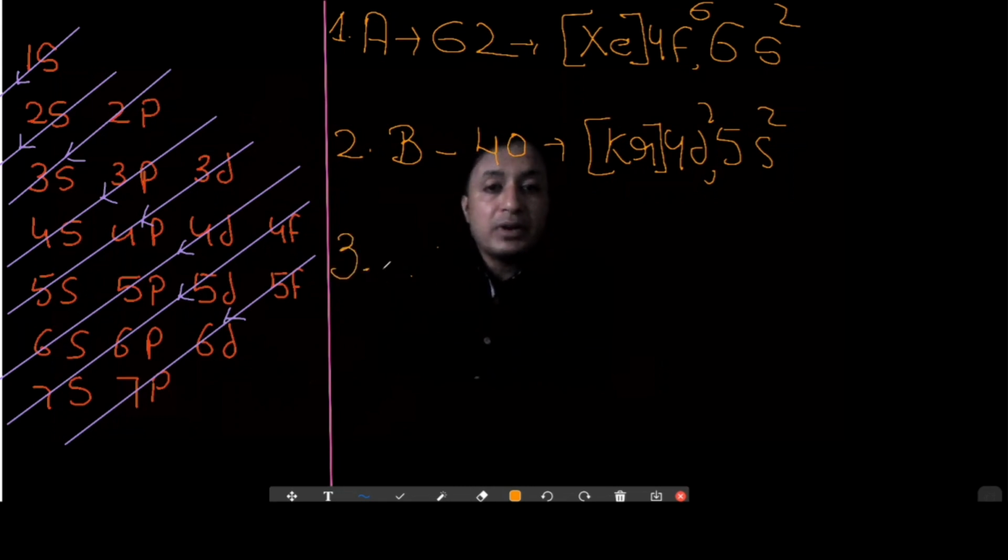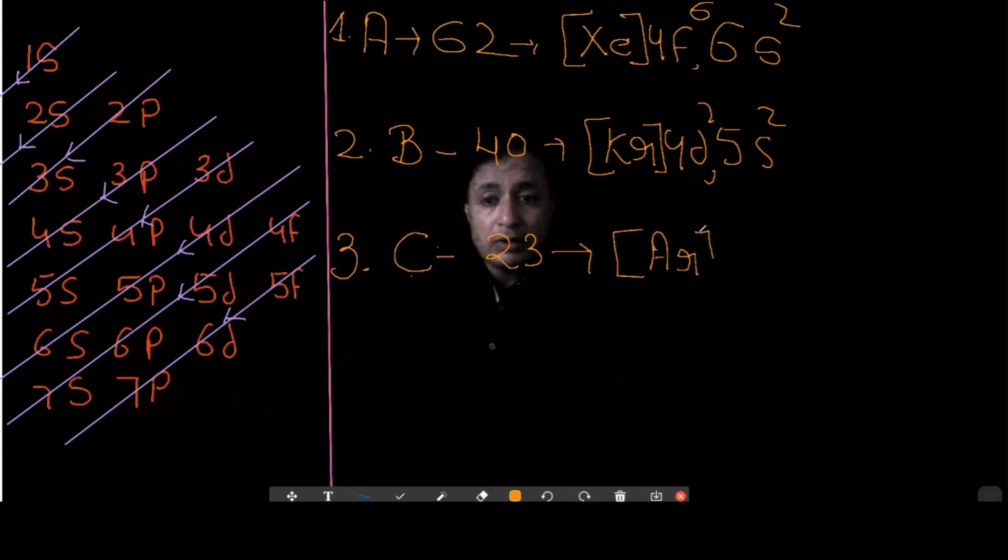Suppose one more, we can consider element C, and its atomic number is 23, and you have to write its electronic configuration. Then before 23, which noble gas is there? The noble gas which is there is argon. When you have written argon, it means 18 already done. After 18 the electrons will be going in 4s, so that is 2, 20, and the next 3 will be going in the 3d orbital, so it becomes 3d3. Like that you can write its electronic configuration.